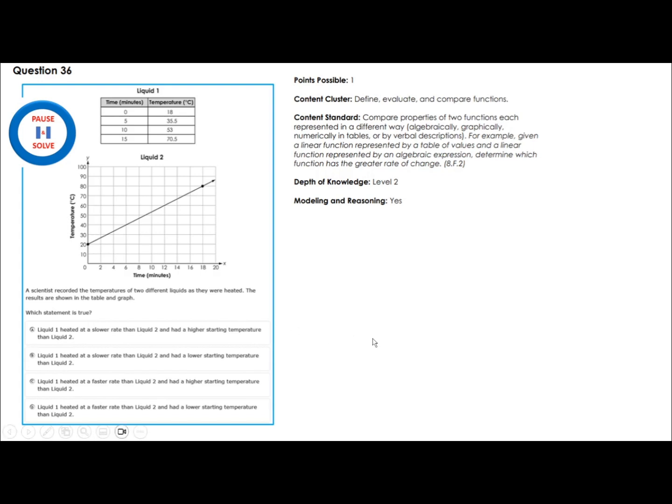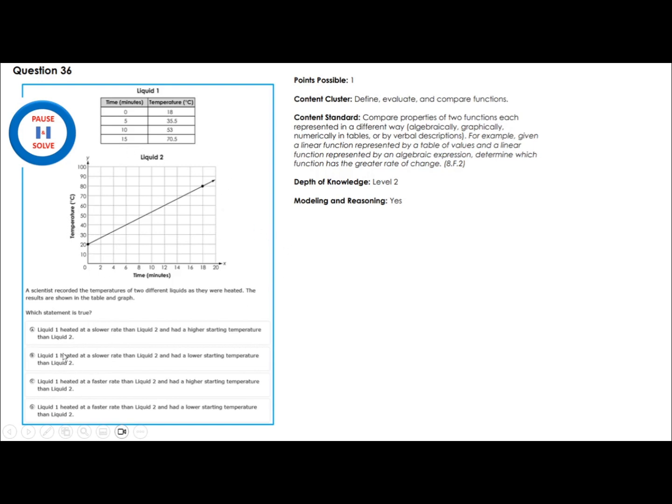Okay, now, a scientist recorded the temperatures of 2 different liquids as they were heated. The results are shown in the table and graph. So sometimes they ask you to compare table and graphs. So here, the starting point at 0 is 18, the temperature. And then it started increasing, okay? Here at 0, the temperature is 20, okay? You have to understand how this is going, okay?